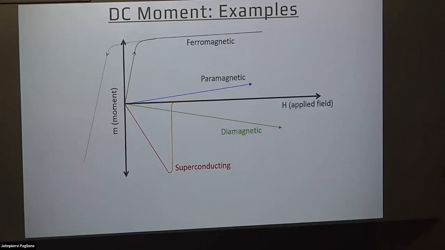So for DC moment, we're only interested in, and can only measure, the length of the magnetization vector, the moment vector, as a function of temperature and field. Here's just a little zoo of different types of DC moments.